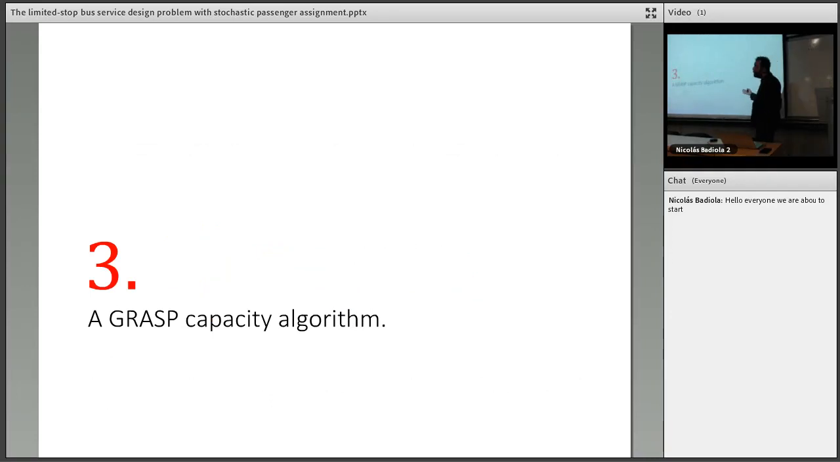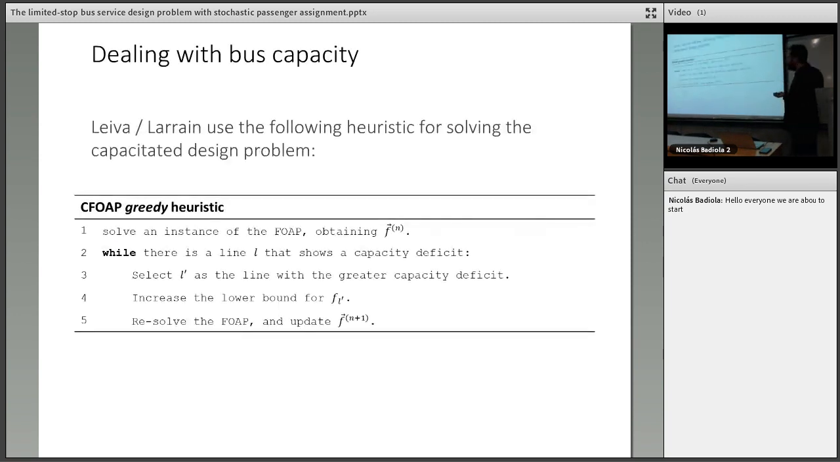And the third improvement is that we use the GRASP algorithm instead of a greedy one. The greedy heuristic for the FOAP worked like this. We would solve the frequency optimization and assignment problem, and we would obtain a set of frequencies. And then we would look for a line L that shows a capacity deficit. We would look for a particular line that is overcrowded. And then we would select the line with the greatest overcrowding, with the greatest deficit of capacity.